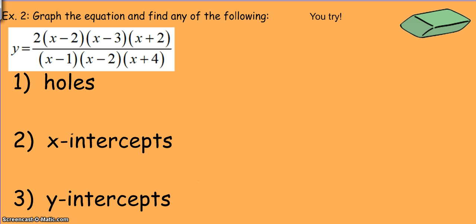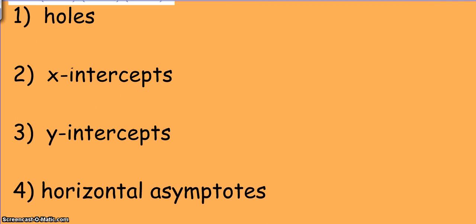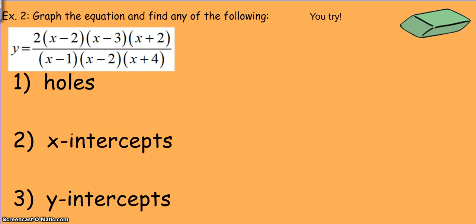All right, so moving on, we're going to look at another example. So you guys are going to try this one. You need to find the hole, the x-intercept, the y-intercept, the vertical asymptote, and the horizontal asymptote. So you're going to use the example that I just gave you, pause the video, and see if you can find these elements, and then graph the function.